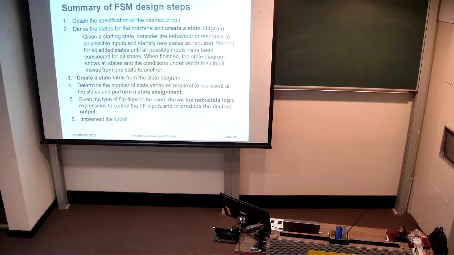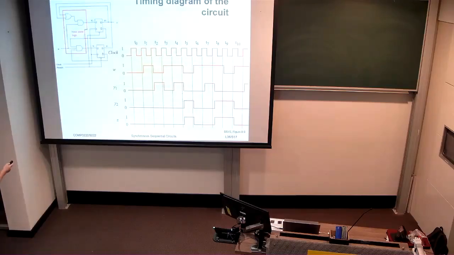So let's just summarize what we've done. We've just designed our first finite state machine. It happens to be a Moore type circuit because the output here is a direct function of the current state. Z is Y2. No influence from the input at this stage.